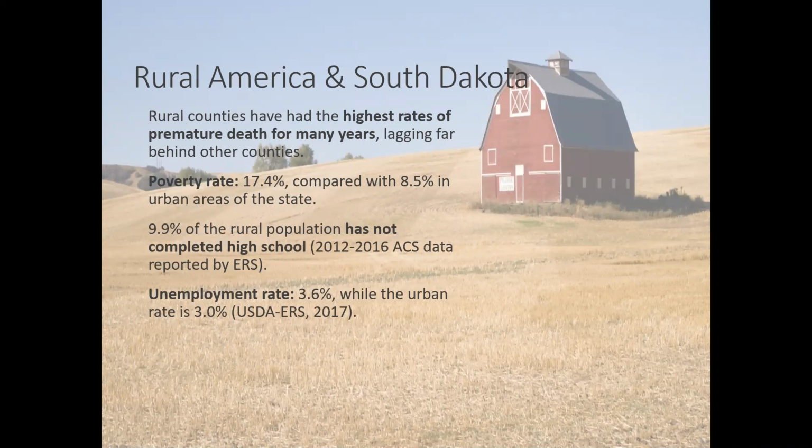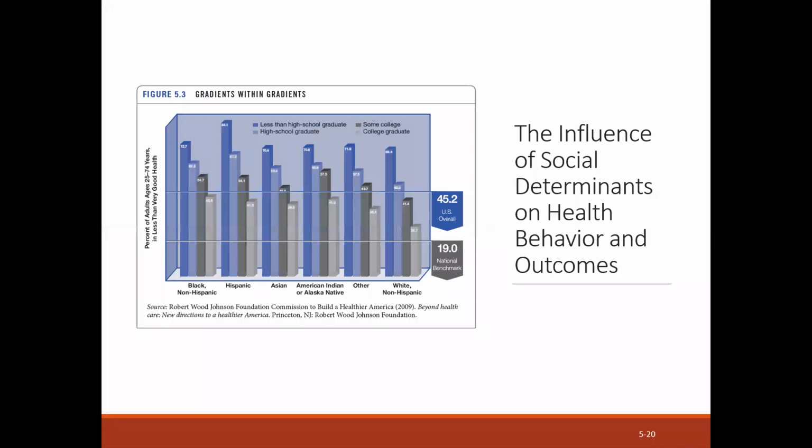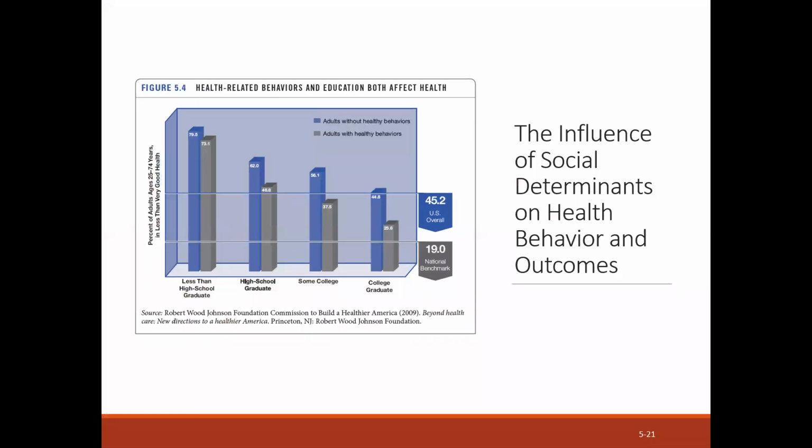So moving along, we know that there are certainly issues with other influences of social determinants of health on health behavior and outcomes. So if we look at the percent of adults ages 25 to 74 in less than very good health, and we also look at health-related behaviors and education, how they both affect health. So again, look on your slide. You look to the left of your graph.